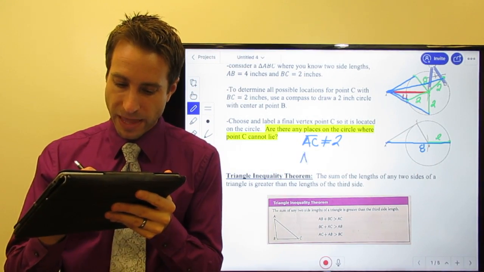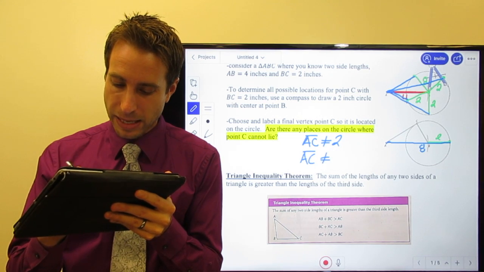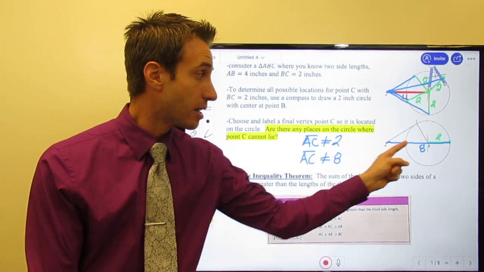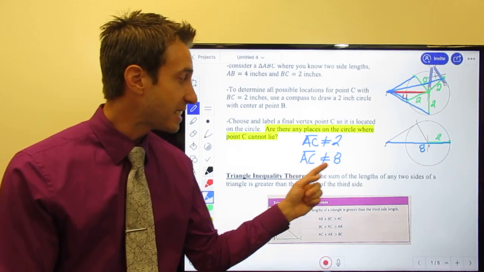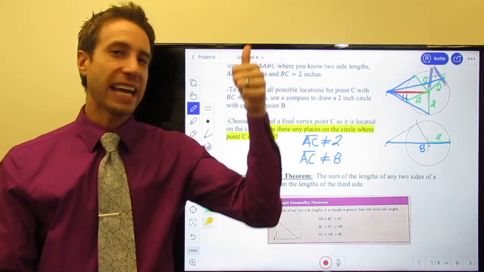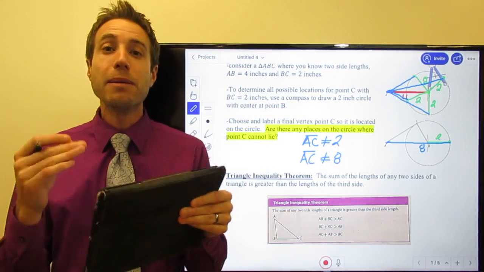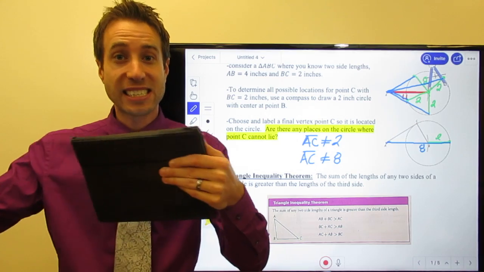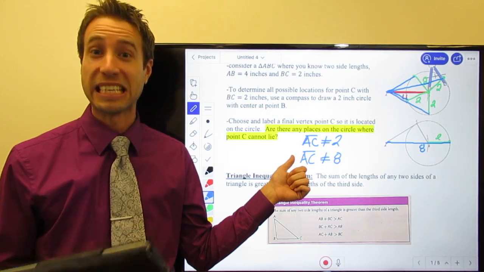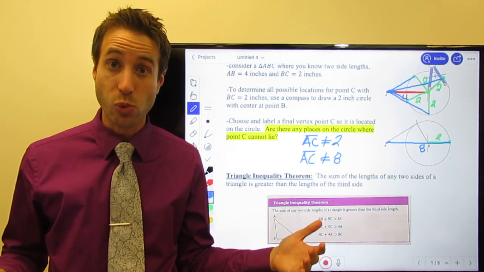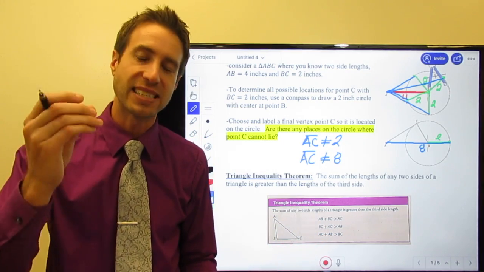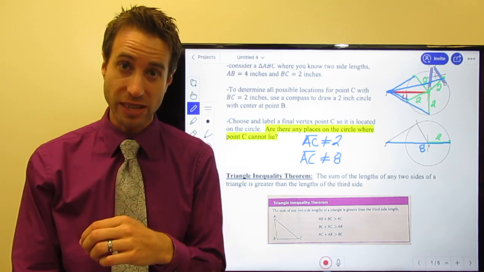So I just found another one. AC cannot be 8 inches, right? Because if AC is 2 inches, I don't get a triangle, I get a line. And if AC is 8 inches, I don't get a triangle, I get a line. And that answers our essential question, right? When building a triangle, are there certain side lengths that are not allowed? The answer? Yes. Not all lengths will work. There are certain side lengths that will not build you a triangle. And that's exactly the question that we're going to answer here in the next couple of problems.